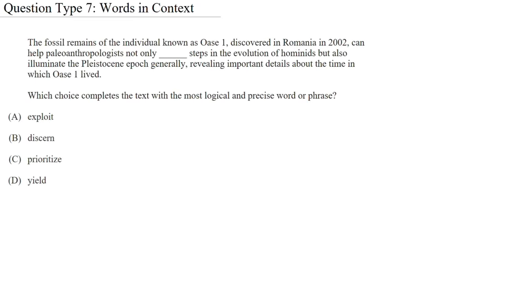Now let's take a look at question type 7, words in context. This one, again, is pretty much a vocabulary question. Take a second and see if you can solve it. Well, the only real one that makes any sense here is going to be B. Discern steps in the evolution of hominids, right? Exploit, prioritize, and yield simply do not make sense in context, right? The fossil remains of the individual known as OAS1, discovered in Romania in 2002, can help paleoanthropologists not only discern, or basically figure out, the steps in evolution of hominids, but also illuminate the Pleistocene epoch generally, revealing important details about the time in which OAS1 lived.